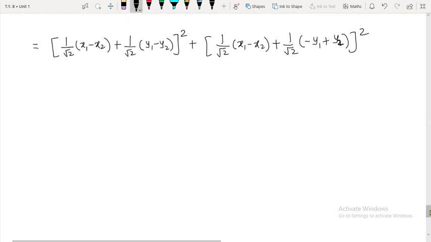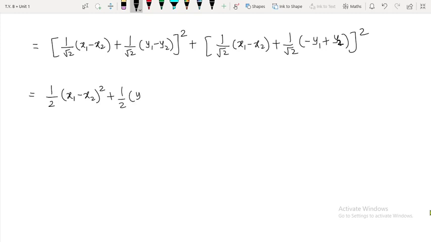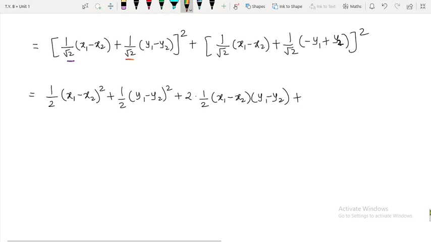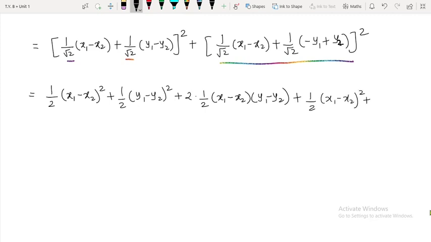now simple calculations. So therefore this is equal to, so square will be 1 upon 2 x1 minus x2 whole square plus 1 upon 2 y1 minus y2 whole square, and this will be plus twice ab, so plus 2 multiplied by half, right, because this 1 upon root 2 multiplied by 1 upon root 2 will be 1 upon 2, and this will be x1 minus x2 multiplied by y1 minus y2 plus, now the calculation for this term, so it will be half x1 minus x2 whole square plus half minus y1 plus y2 whole square and plus twice ab, so it will be 2 multiplied by half x1 minus x2 multiplied by y1 minus y2, so it is minus y1 plus y2, right.